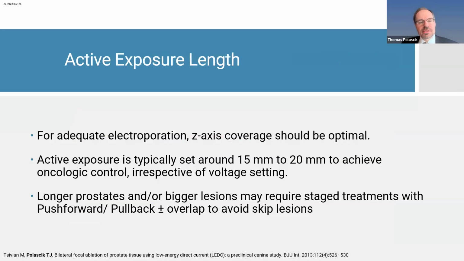I think we covered this. It's very important to also consider the z-axis or the depth. And as mentioned, for longer lesions, we can do a push forward.